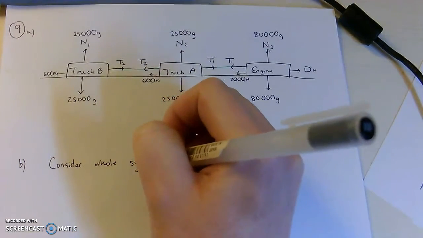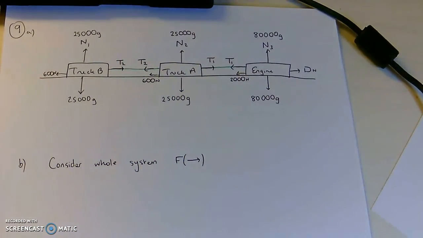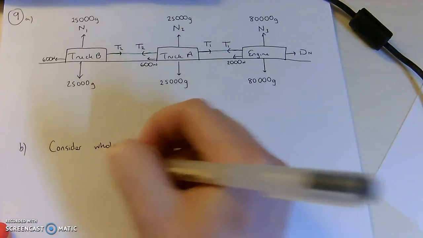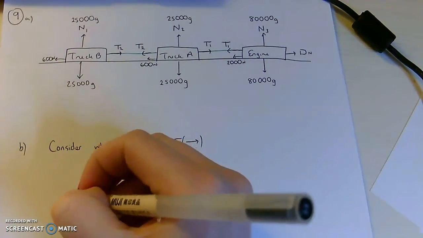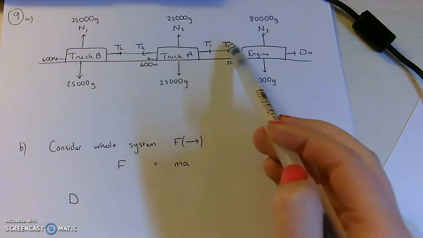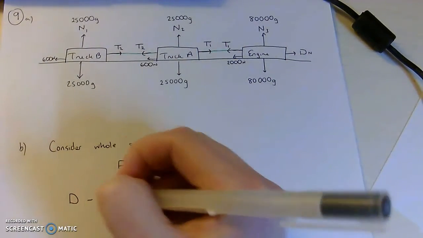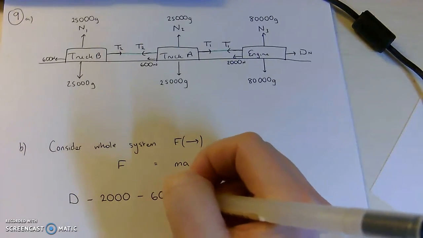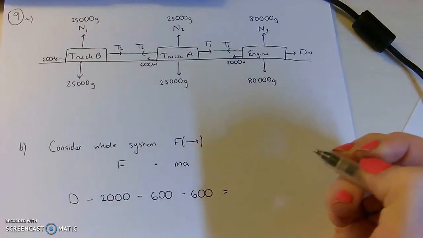I'm just going to make a note that the forces I'm considering are going to be horizontally to the right. That's going to be my positive direction. Okay, so I remind you that we now use F equals ma. So if I look at the horizontal forces of the whole system, I've got D going forwards. And now I'm not going to write T1 here because I've got minus T1 and positive T1. So I'm just going to write these resistances. So I've got minus 2,000, minus 600, and minus 600 again. Okay, and that's equal to the mass times the acceleration.